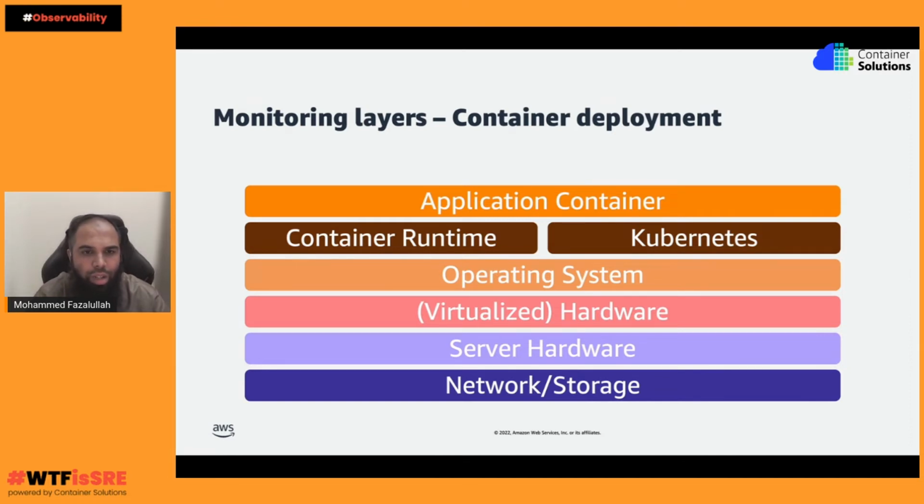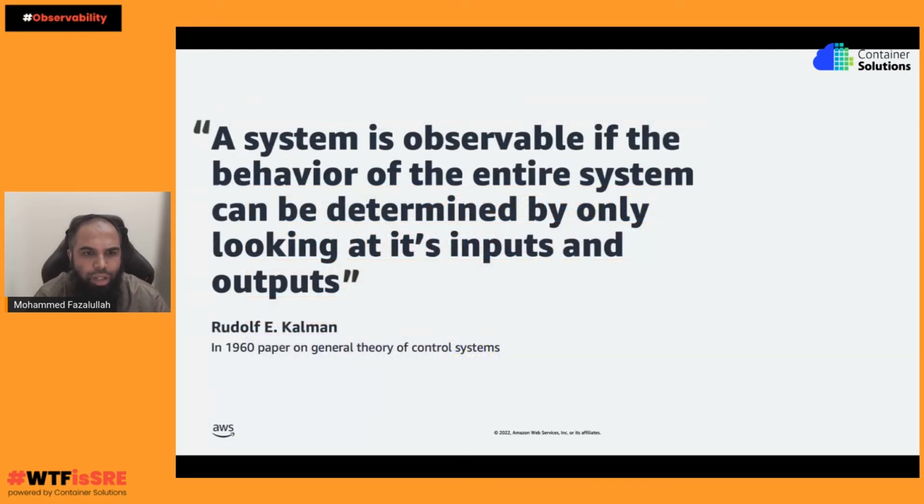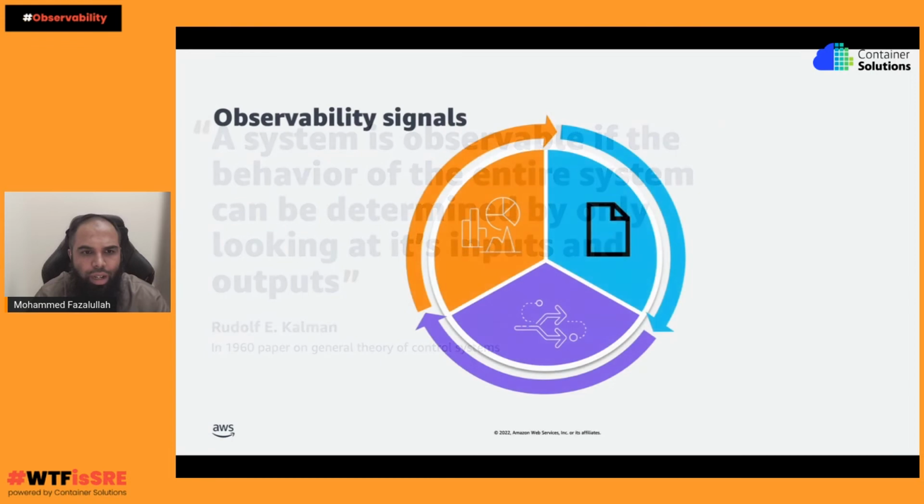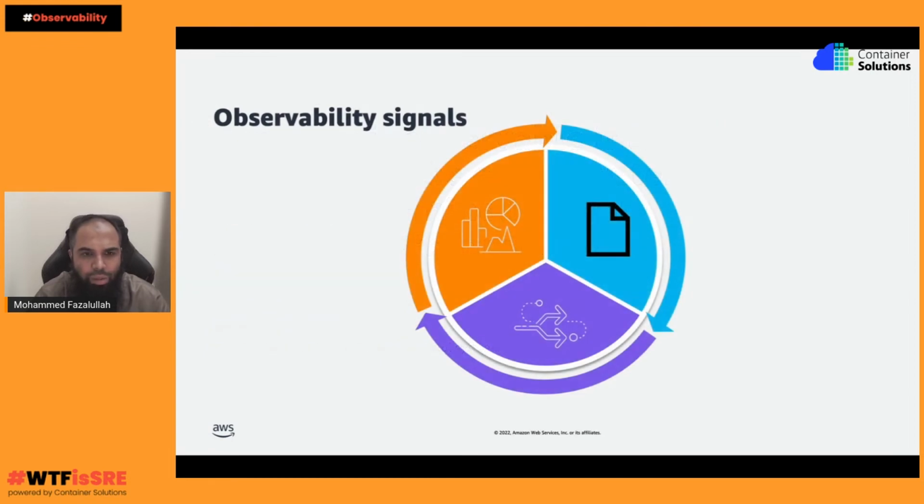So for observability, if you go back to theory of control systems, a system is basically observable if the behavior of the entire system can be determined only by looking at its inputs and outputs. So you look at it as a black box, and then you see, okay, this is what's going in, this is what's coming out, this is how the system actually behaves. That's kind of like how you do it. And the way you want to look at observability is by looking at different signals that you have in services or applications that you're deploying. So there are three kinds of signals that you would primarily want to look at. The first one is metrics, the second one is logs, and the third one is traces.